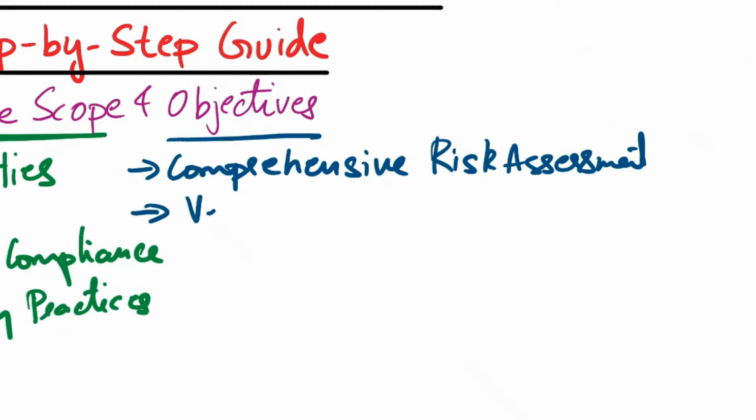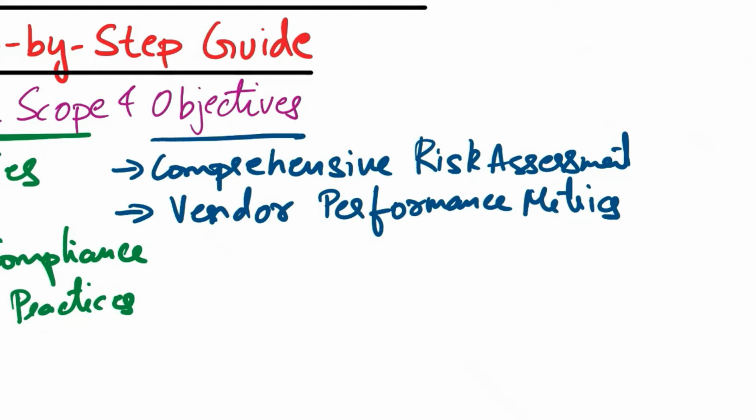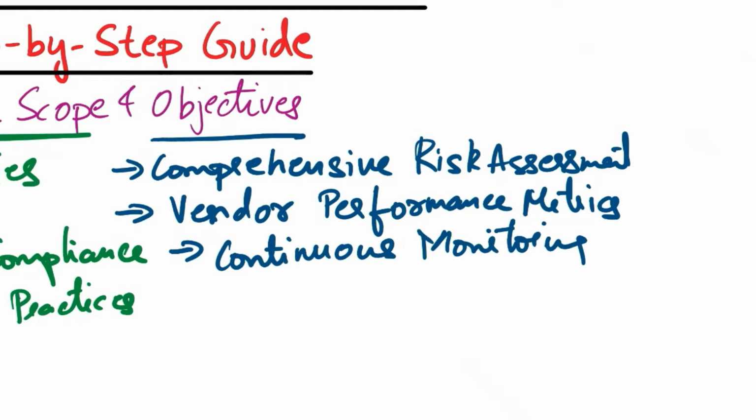Next, vendor performance metrics. Establish measurable key performance indicators, that is KPIs, to track and evaluate the cybersecurity performance of vendors, focusing on critical areas like incident response. Next, continuous monitoring. Define the objective of implementing continuous monitoring mechanisms to track changes in the risk landscape for each third party, ensuring ongoing risk awareness.